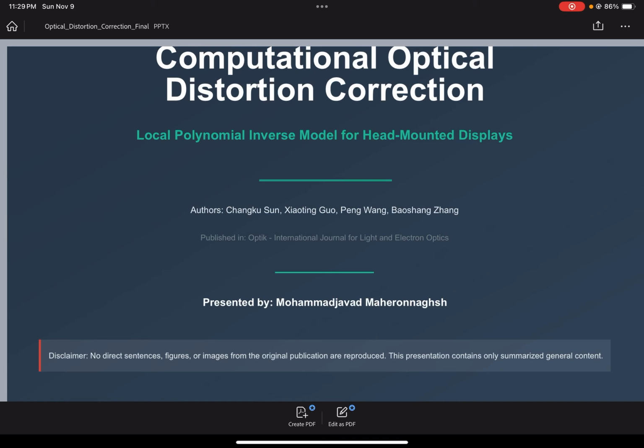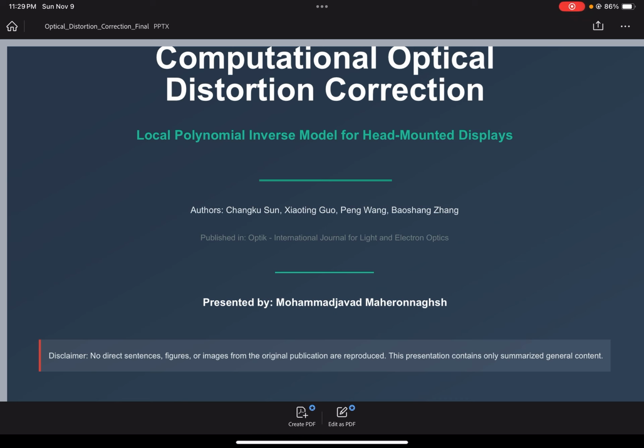Good time, everyone. Today I'll be presenting research on computational optical distortion correction for head-mounted displays. This work was conducted by, I hope I spelled the names correctly, Changku San, Xiaoting Gu, Peng Wang, and Baoshang Zhang, and published in Optik, International Journal for Light and Electron Optics.